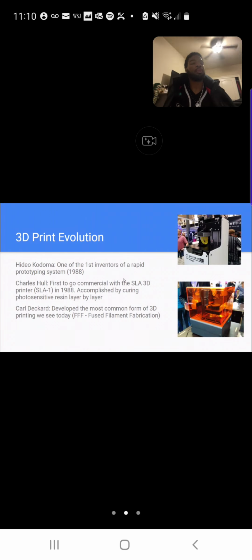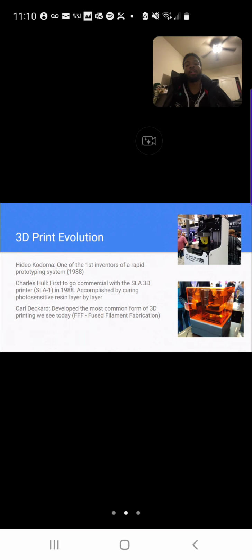Now we have 3D print evolution. Just like we said before, Hideo Kodama was one of the first inventors of a rapid prototyping system in 1988. In the same year, we have Charles Hull, and he was the first to go commercial with the SLA 3D printer, which was called the SLA 1. And it was accomplished by curing photosensitive resin layer by layer.